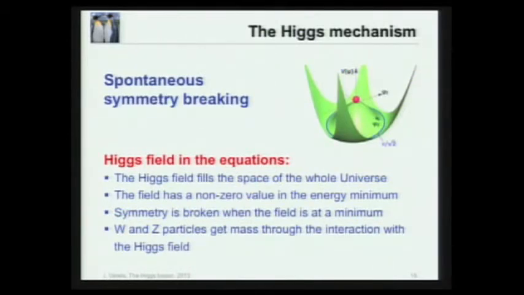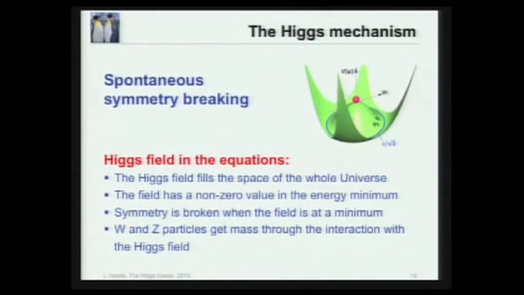And the thing that you see that is different in this type of field is that when phi1 and phi2 are zero, there is no field, the field is zero, but the energy is not at the minimum. The minimum is here, on this circumference.